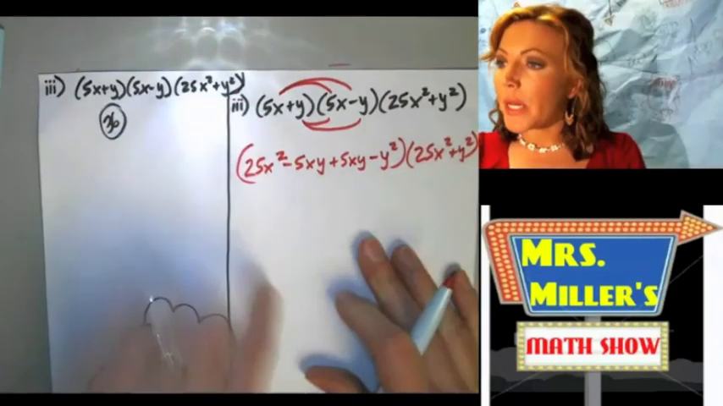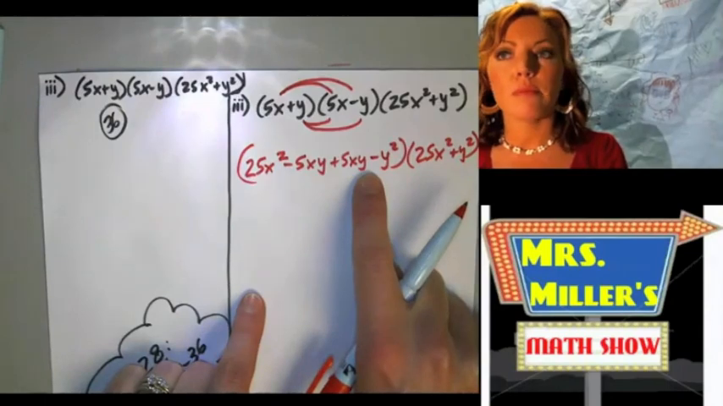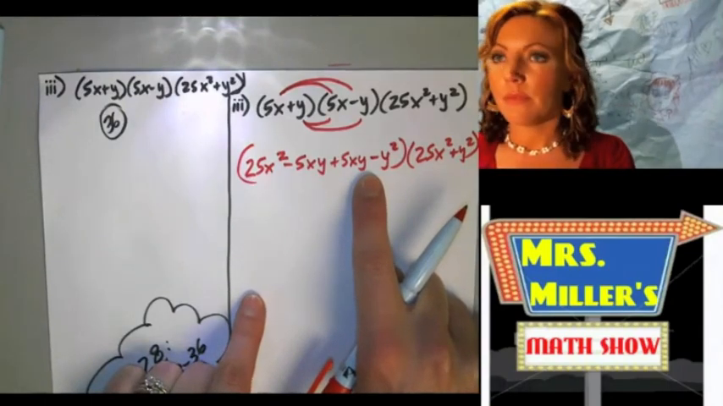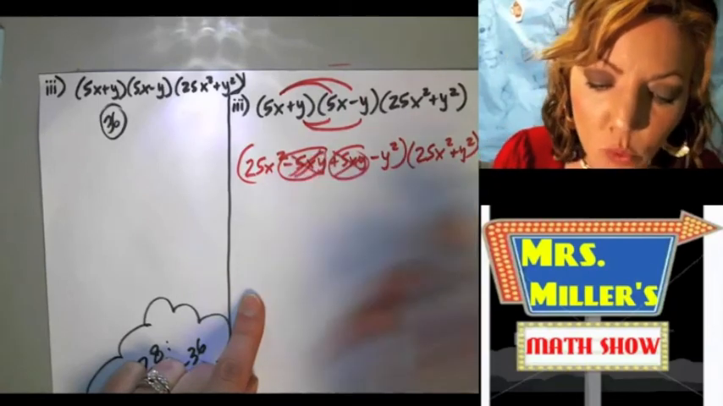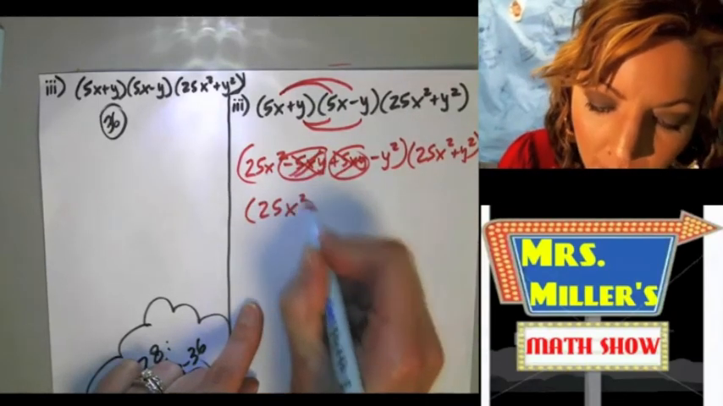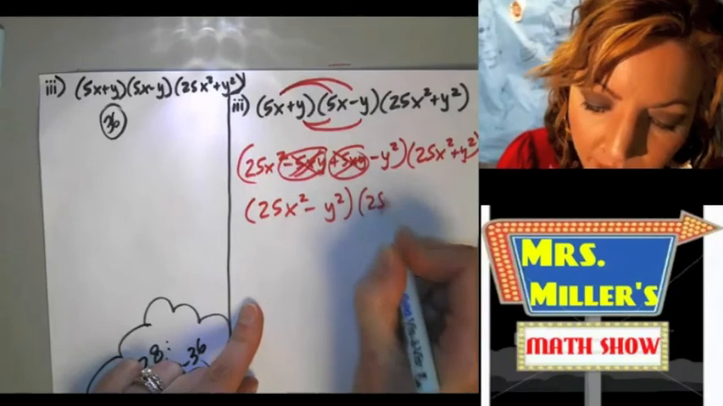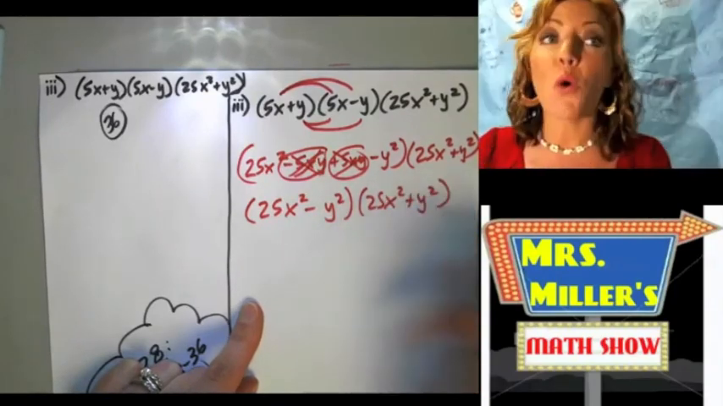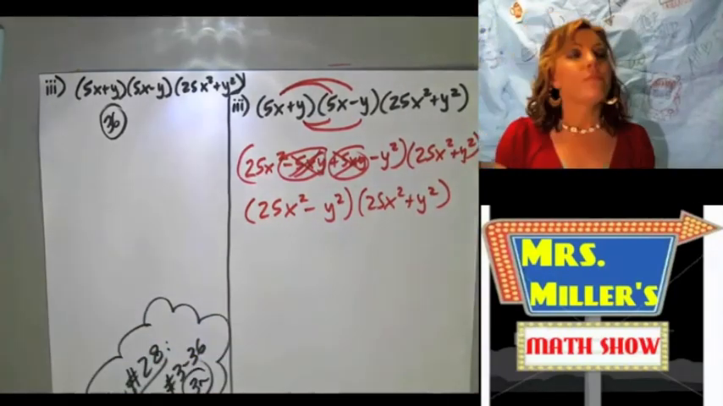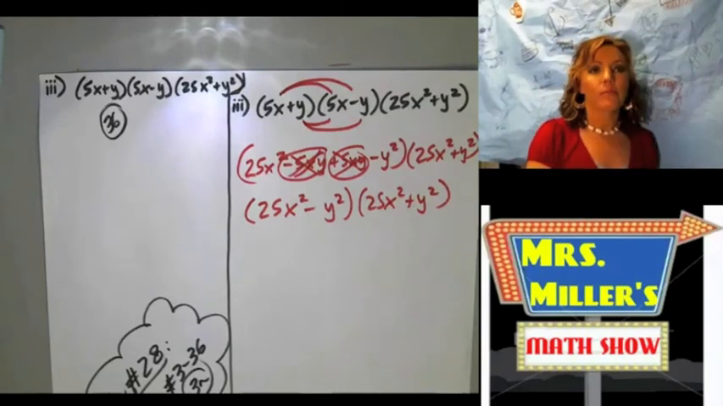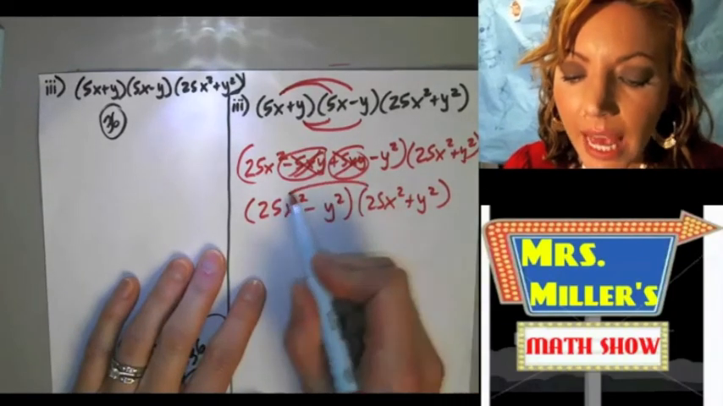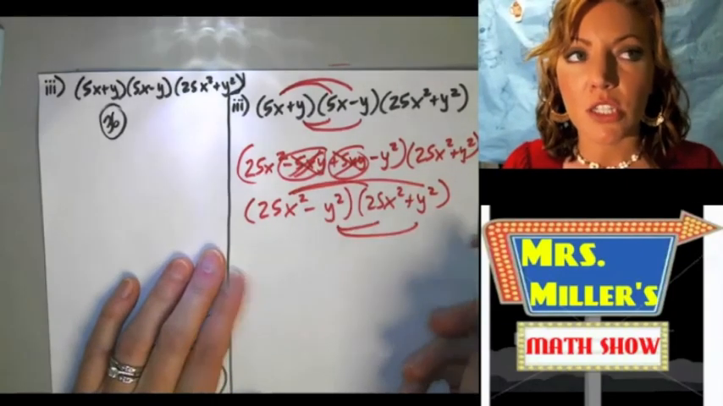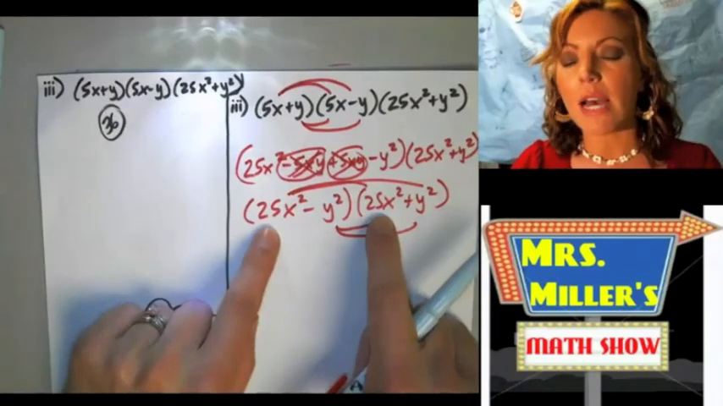Okay. Do we have any like terms that we can combine? They cancel out. 5xy and negative 5xy go away, so we get 25x squared minus y squared times 25x squared plus y squared. Fortunately for us, we have another 2 by 2. You guys want to do the box or you want to do FOIL again? FOIL? Let's do FOIL. Okay, I want you guys to get in the habit of doing FOIL with 2 by 2, so let's do FOIL on this. Okay, who can FOIL this out for me?